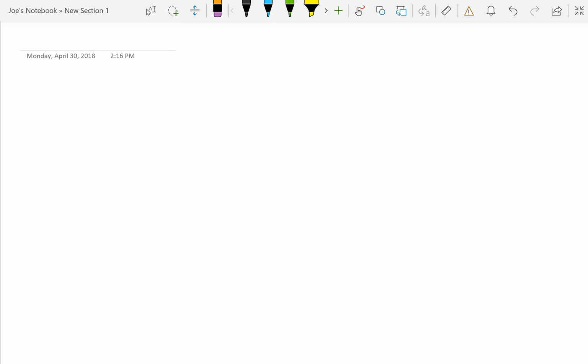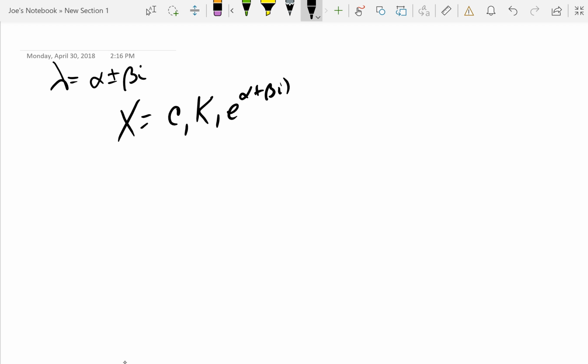I wanted to go over the derivation of how to do the complex eigenvalue case again. So again, we're at the point where we have lambda is equal to alpha plus or minus beta i, just by using our formula that we've had before for plugging this into an e to the constant times t formula. We would notice that our general solution, if we did it that way, would be c1 k1 e to the alpha plus beta i times t plus c2 k2 e to the alpha minus beta i t.